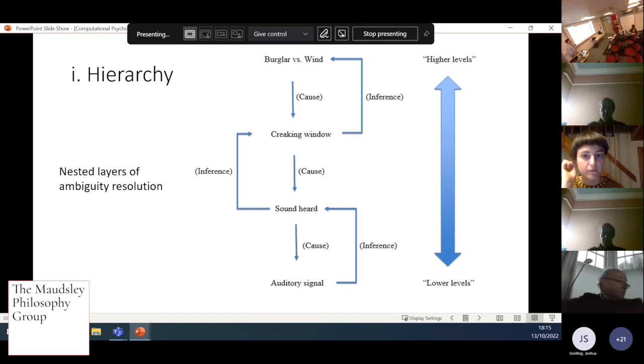So it's some kind of squeak, right? And then the sound heard is also ambiguous with regards to whether it is, I don't know, a creaking window or a violin or something like that. And then you disambiguate creaking window, and then you disambiguate burglar or wind.